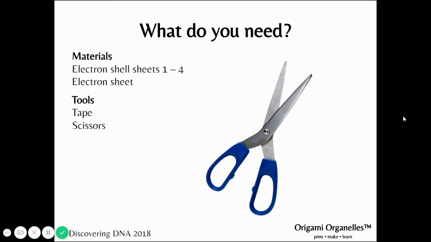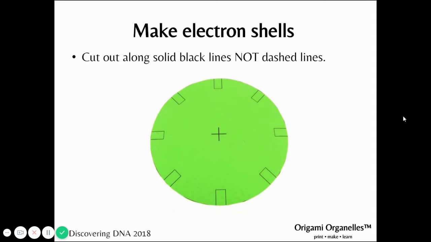What you're going to need is tape and scissors, and then those 4 sheets that I mentioned. Scotch tape works the best for this. All right, so we're going to start with this first one here. You're going to cut out along all. Do not cut the dashed lines. The dashed lines are for folding. Do not cut the dashed lines, only the black lines.